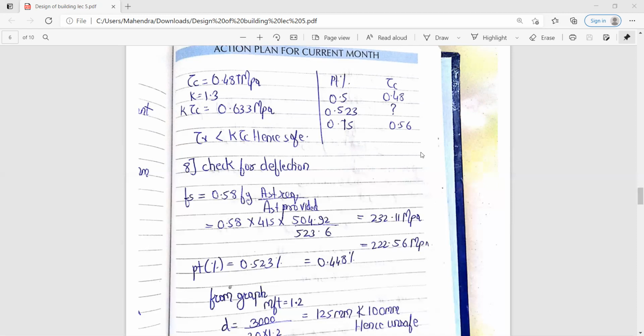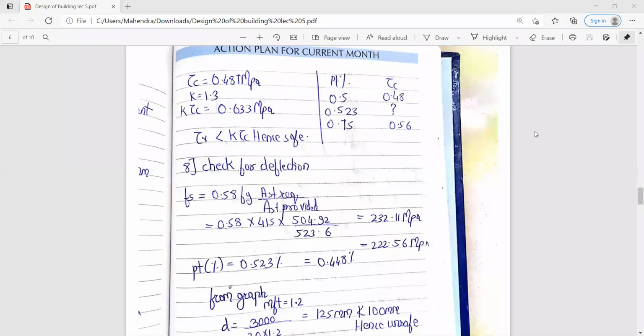And the value for the k constant, as you know, we are taking the constant 1.3. So k into tau c will be 0.633 megapascal. So as tau v is less than k into tau c, your design is safe for the shear. Now proceeding to the further step, that is check for deflection.